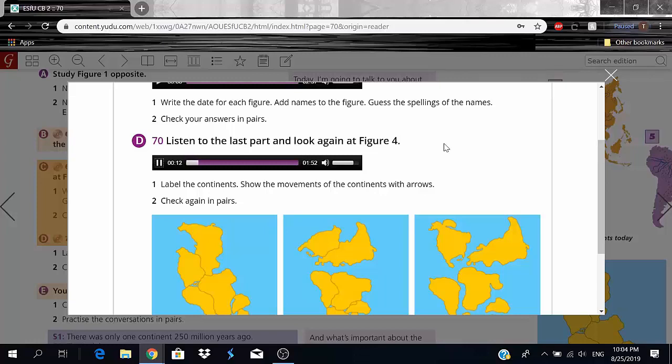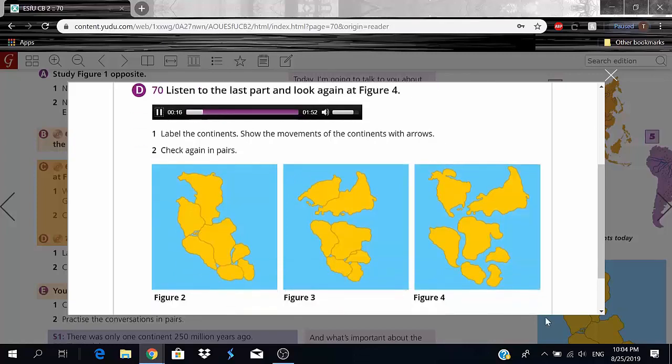So, how did the continents reach their modern position? Well, for the next 50 million years, the continents kept moving. North America moved away from Europe and Asia. It moved to the west. And South America? That continent moved away from Africa to the northwest.